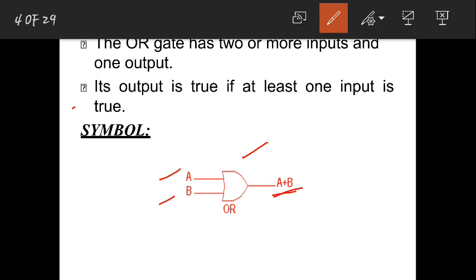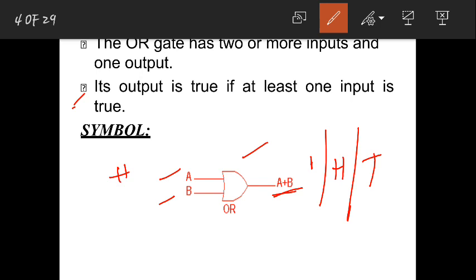Next point: the output of an OR gate is true if at least one input is true. That means the output will be equal to 1, or you can also say high, or true. All are the same. In terms of voltage levels, you can say approximately equal to 5 volts. So the output is high when at least one of the inputs, A or B, is high. If not even one input is high, then the output is equal to 0.